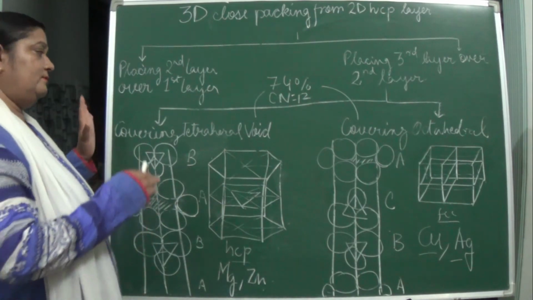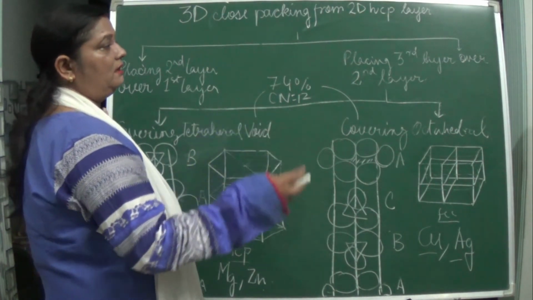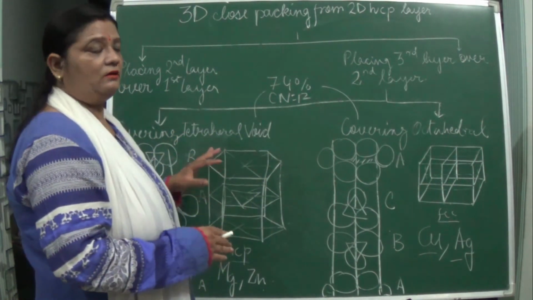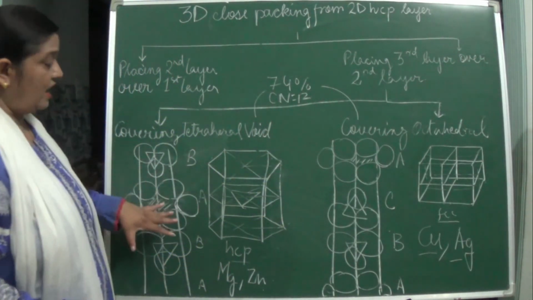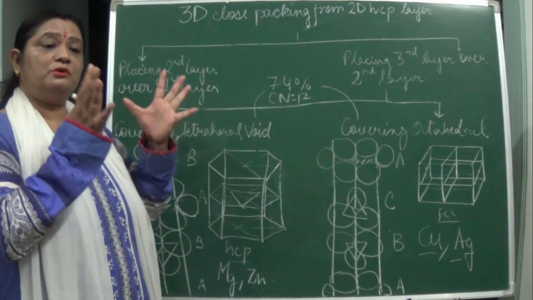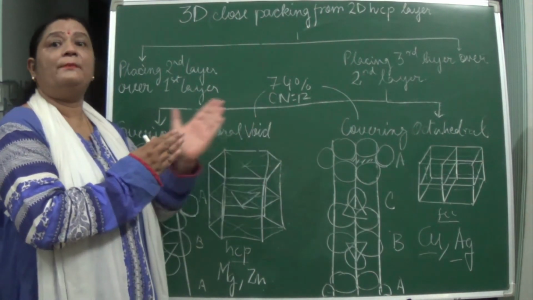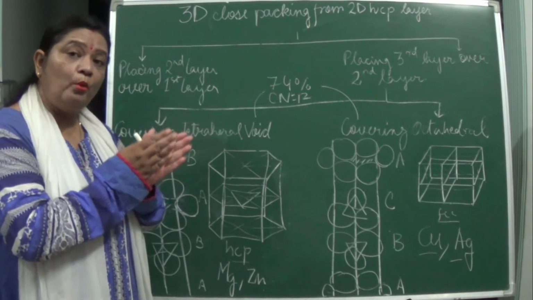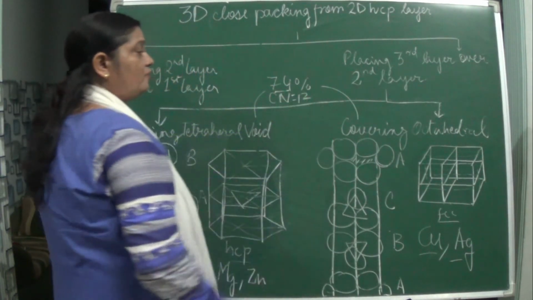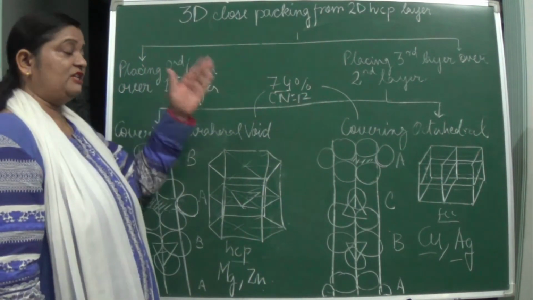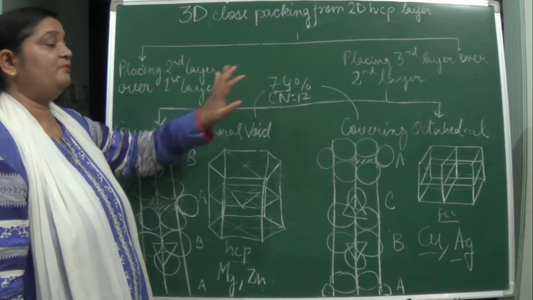Okay, so we have studied all of this: the placing of the second layer over the first layer, the third layer over the second layer, the covering of the tetrahedral voids and the octahedral voids. The efficiency we can now see from this structure: so much packing is going on to avoid the voids. So naturally the packing efficiency will be more, it will be more close. Here they have a packing efficiency of 74%, which I will explain in the next video. We will be deriving how we get 74% packing in this.